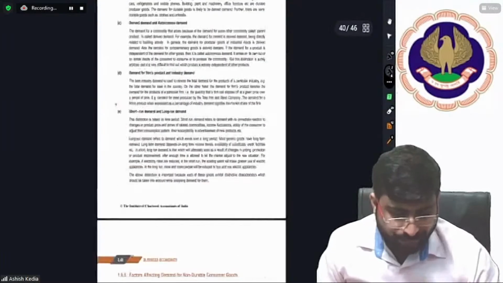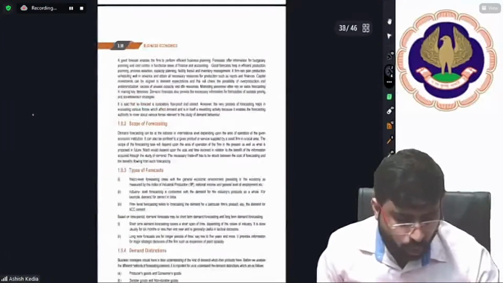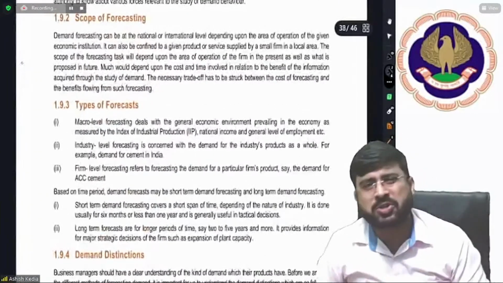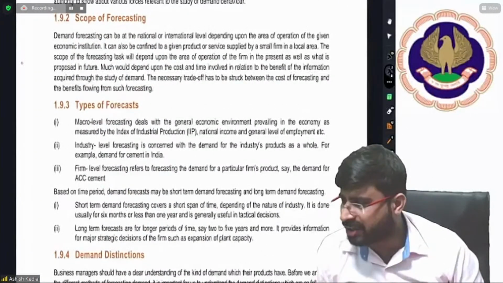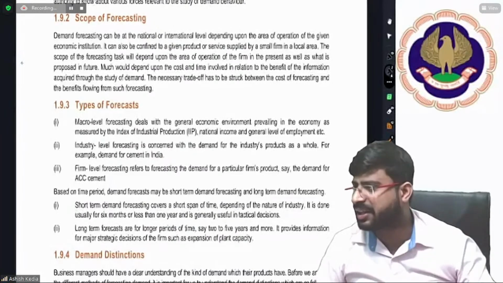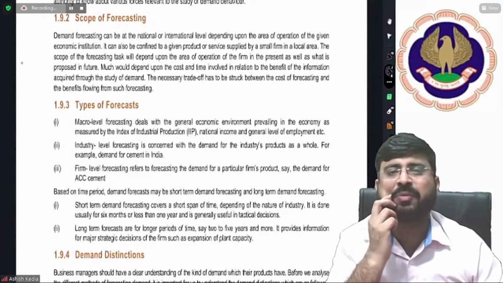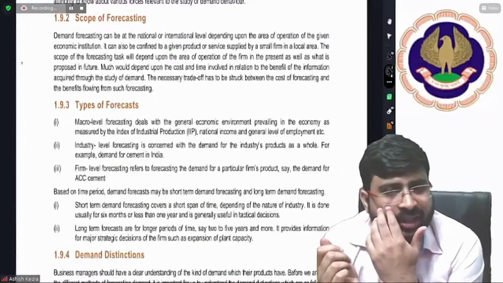So now let's talk about forecasting. Forecasting. Now I have come to institute material straight away because you just have to read it. You just read it and it's enough. Acha, before that, advertisement elasticity I will revise.